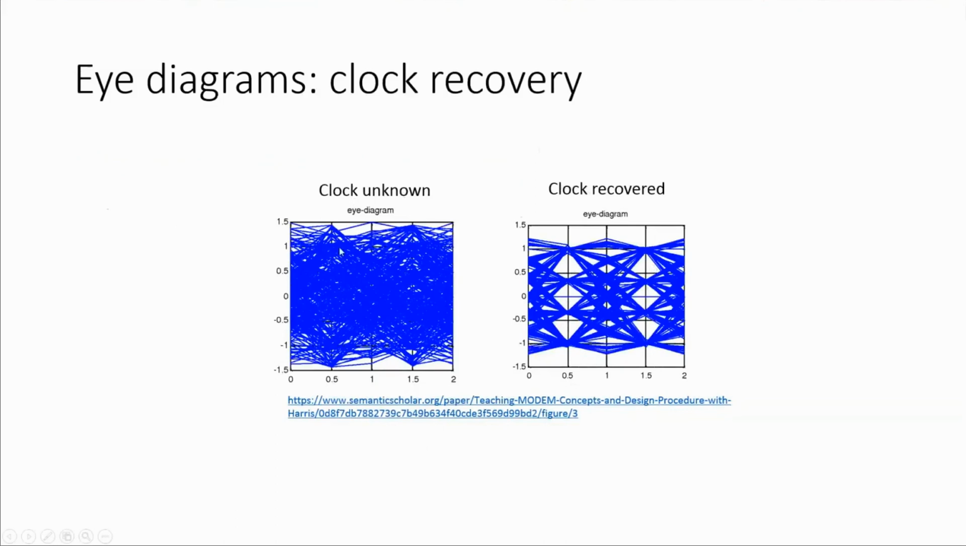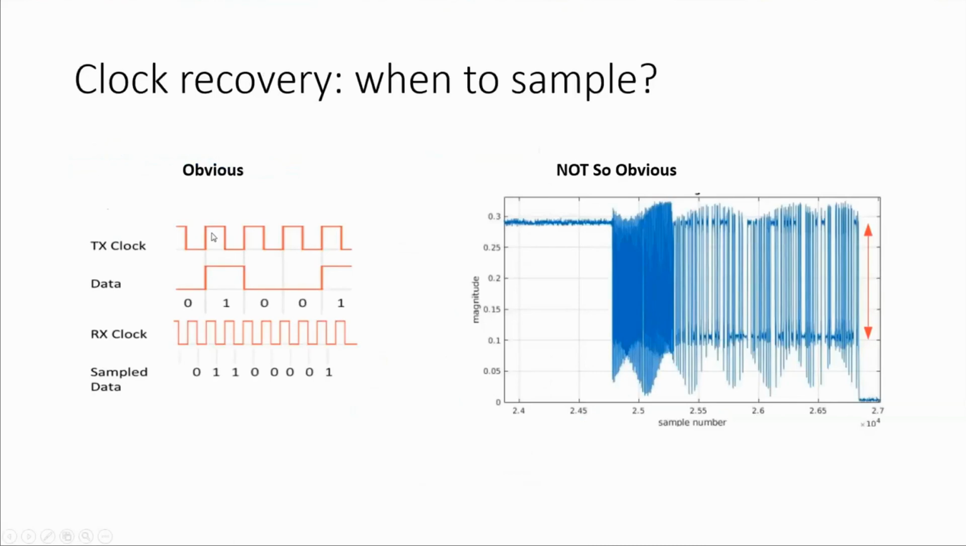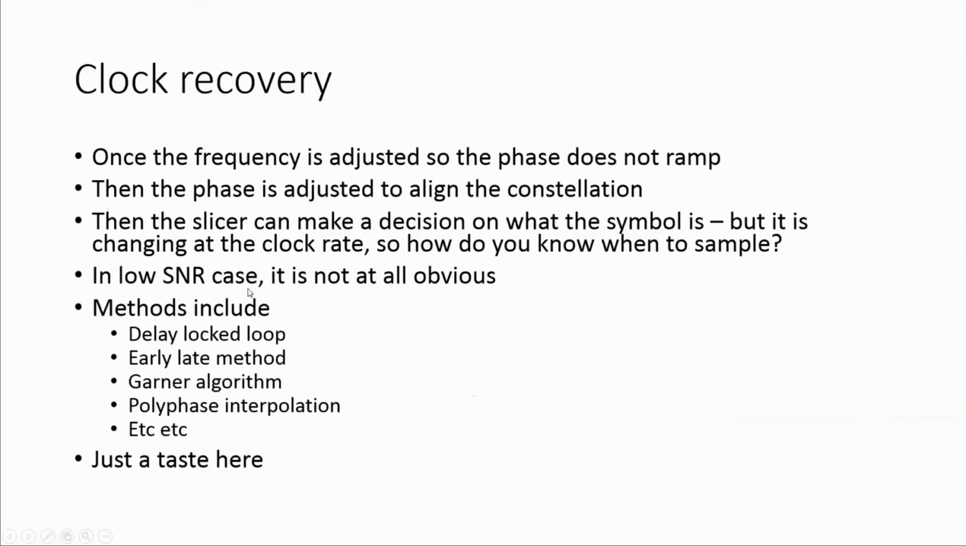So if we said, okay, what's the symbol value here? There's no way we could tell. So it's important that the clock is precisely aligned with the transitions of the data. But we don't have this. We have to get it from the data somehow. There's bunches of ways to do this.